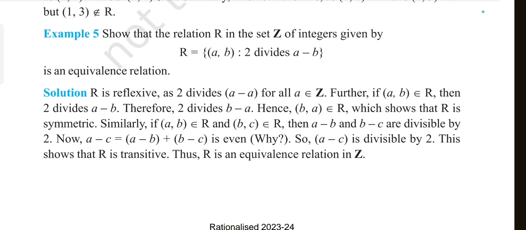Similarly, if (a, b) belongs to R and (b, c) belongs to R, then a minus b and b minus c are divisible by 2. Now a minus c equals (a minus b) plus (b minus c) is even, because if we open this bracket, plus b and minus b will be cancelled, leaving a minus c. So a minus c is divisible by 2. This shows that R is transitive, thus R is an equivalence relation in Z.